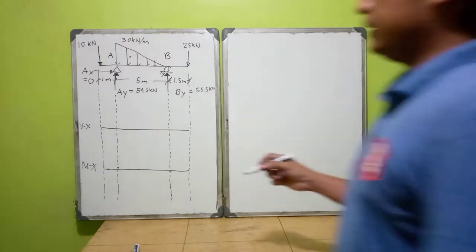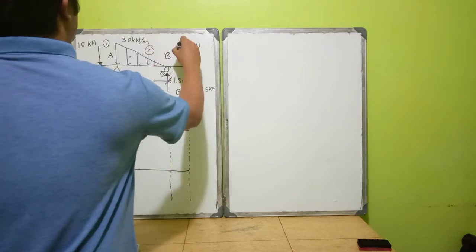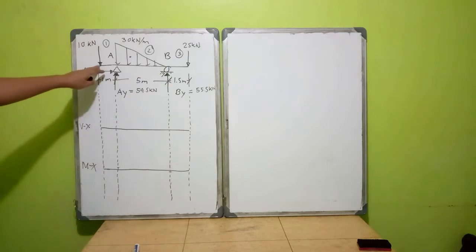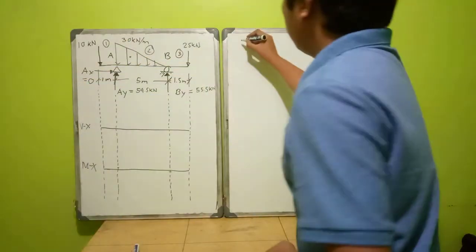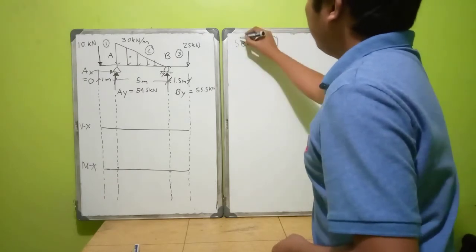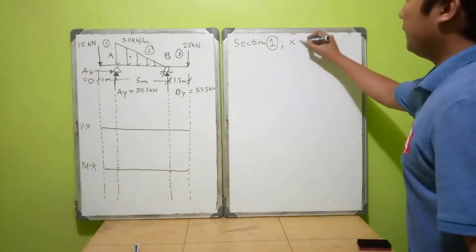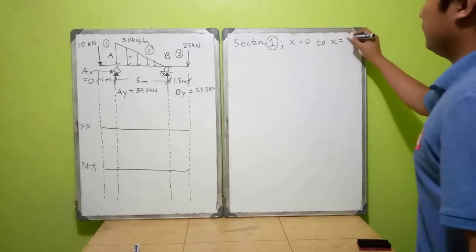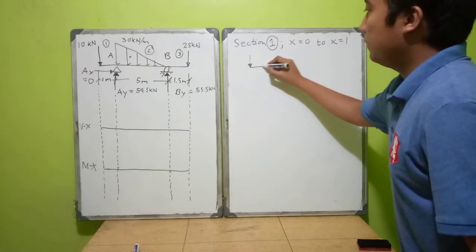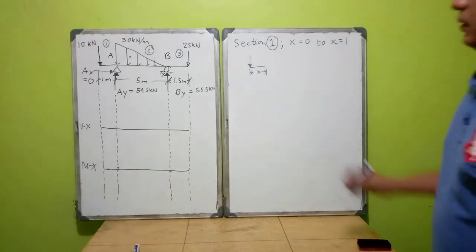Okay, so we divide it into sections. Let us say this is section 1, section 2, and section 3. In section 1, we're going to write its shear and moment equations, from x equals 0 to x equals 1. Here we have this value, 10 kilonewton.